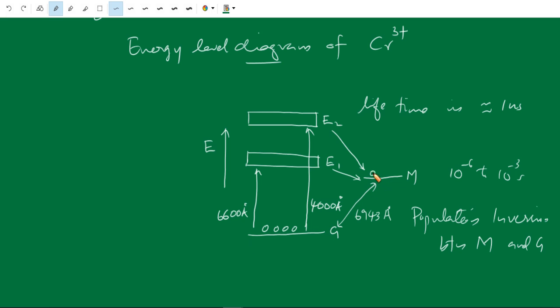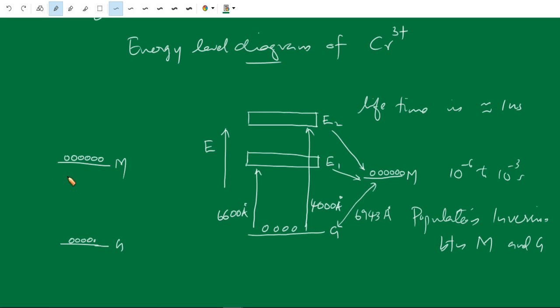So in the metastable state, because of the long lifetime, there are a large number of atoms. So therefore, there is a population inversion. We know when population inversion occurs between two states, and we have already discussed what is population inversion and stimulated emission. So here the transition between level M and G. Here this is the metastable state with a large number of atoms, and here there are fewer atoms compared to M.